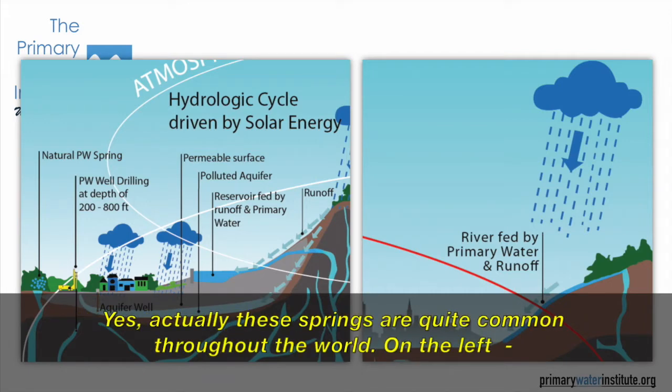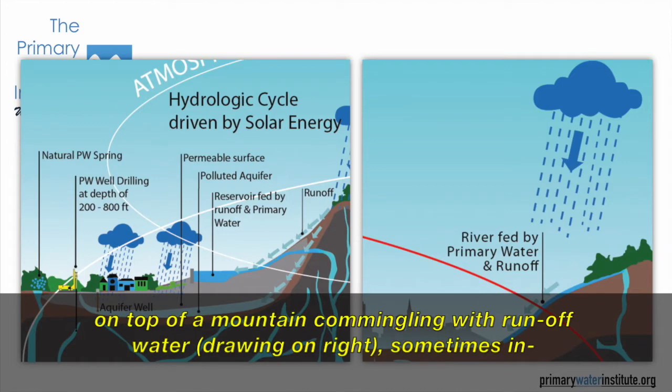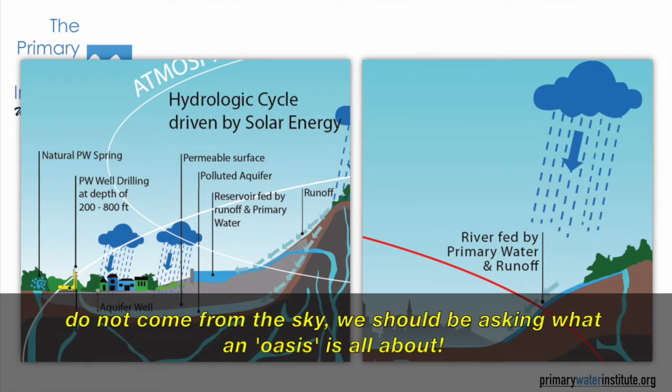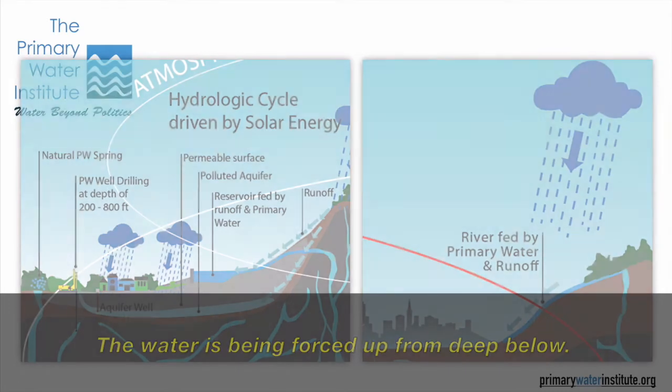Yes, actually these springs are quite common throughout the world. On the left drawing they're on flat ground, but sometimes a primary water spring manifests on top of a mountain commingling with runoff water, drawing on right. Sometimes in a valley, sometimes in the middle of a desert like the Sahara. These desert waters do not come from the sky. We should be asking what an oasis is all about. The water is being forced up from deep below.